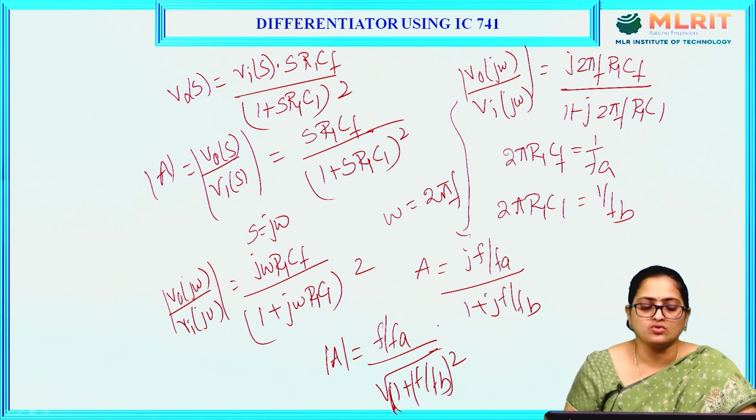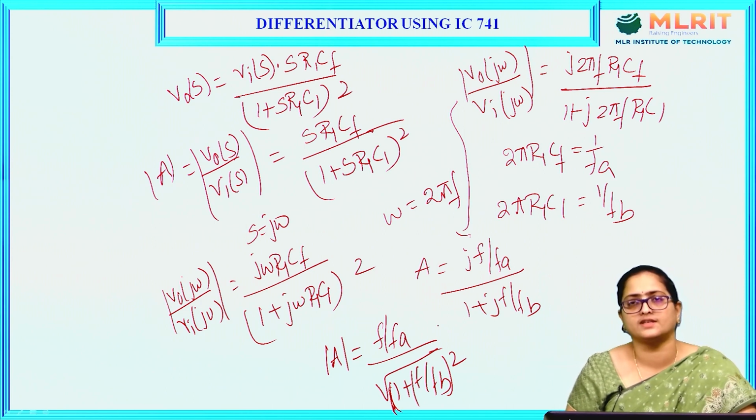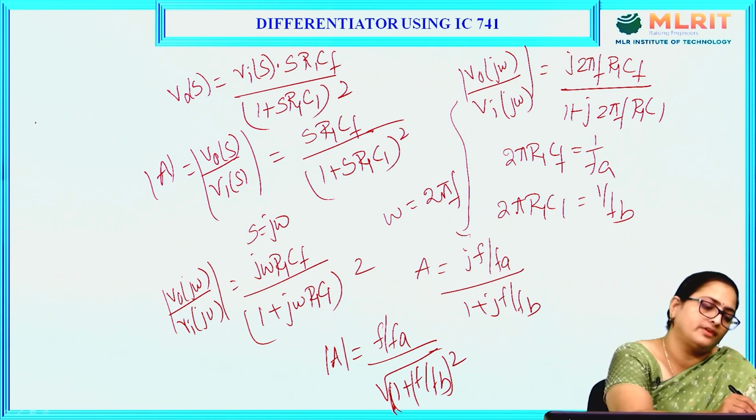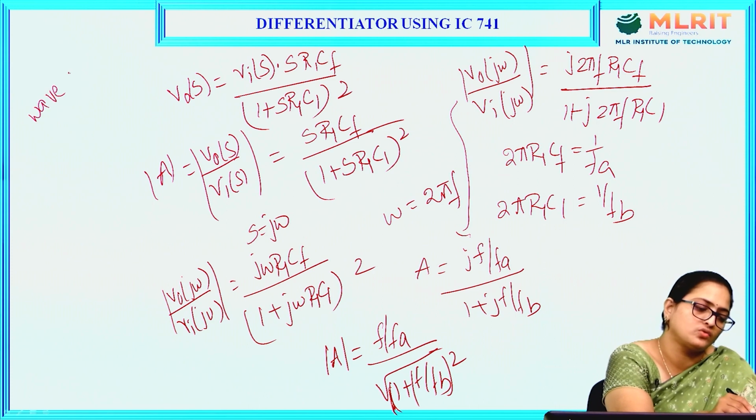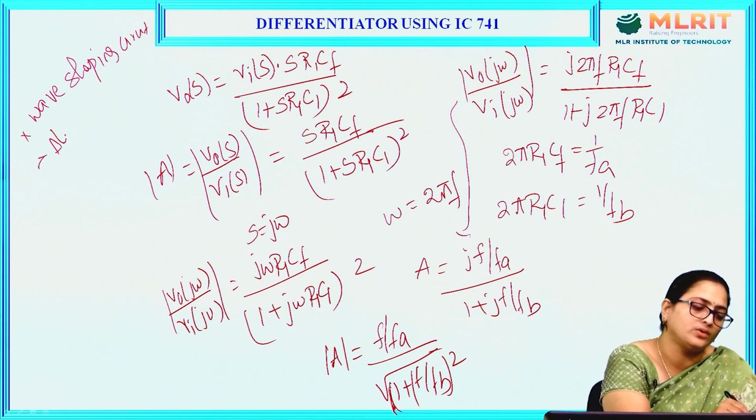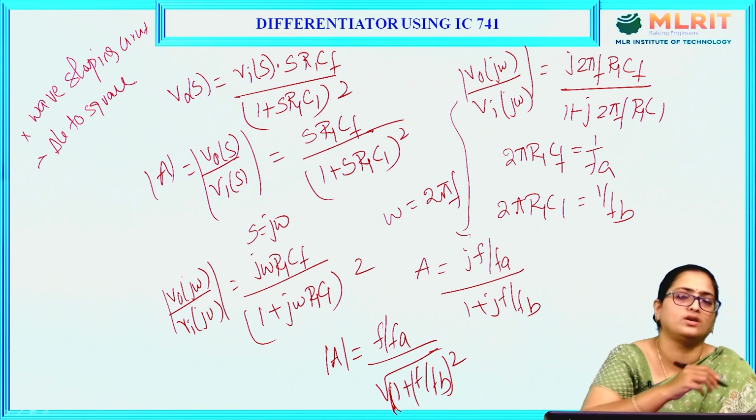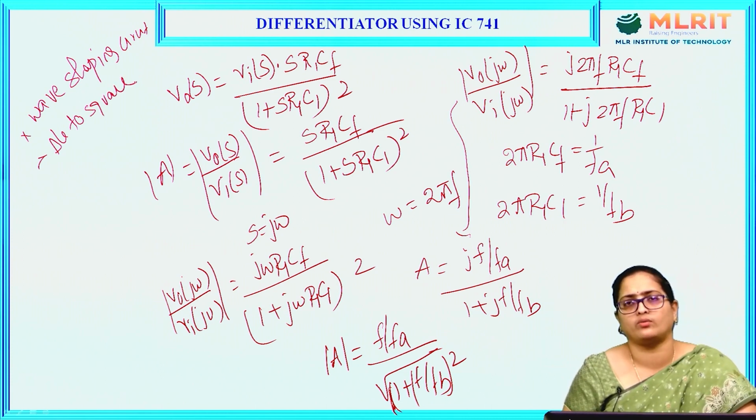Coming to applications, the differentiator circuit can be used as a wave shaping circuit, and it is also used to convert a triangular wave to a square wave. It is also called a triangular to square wave converter.